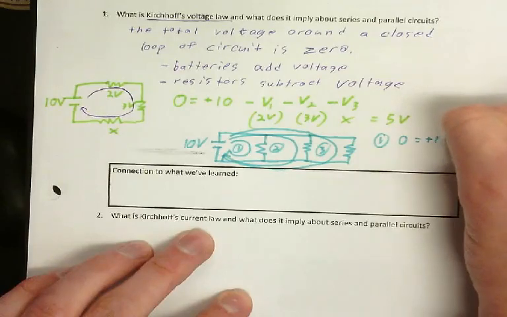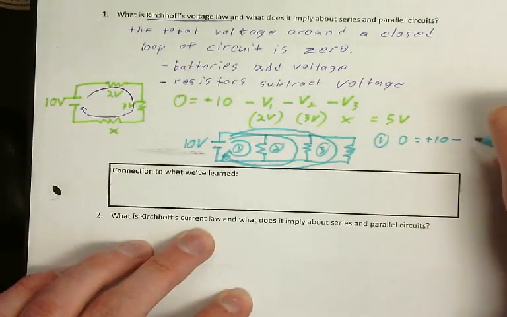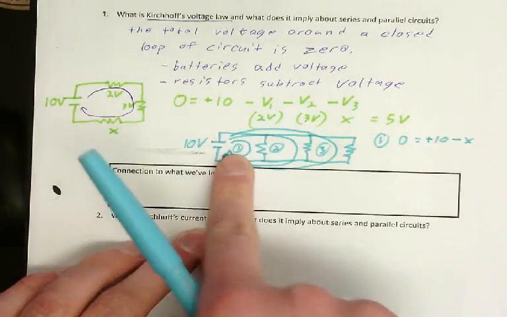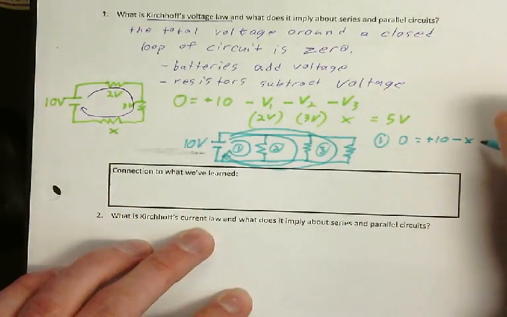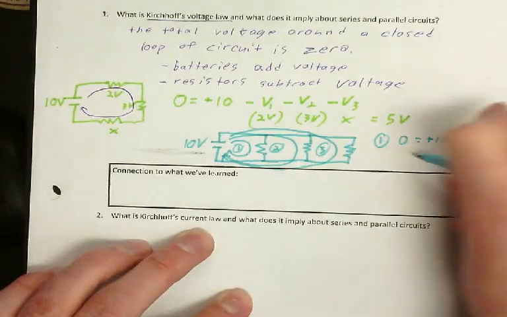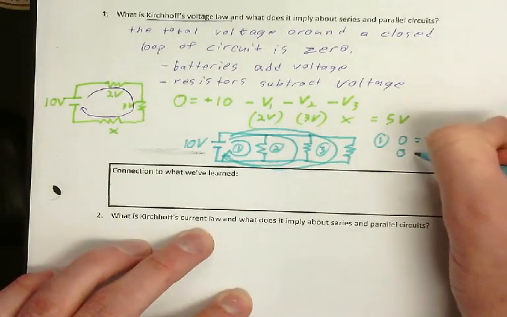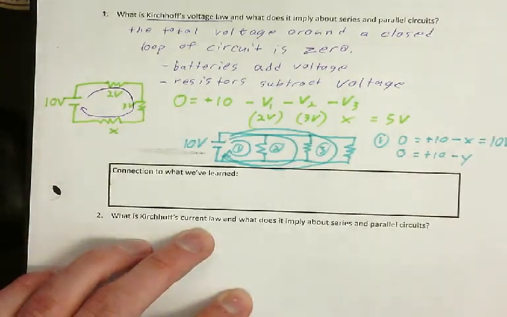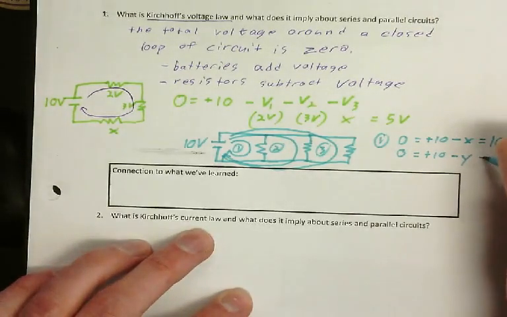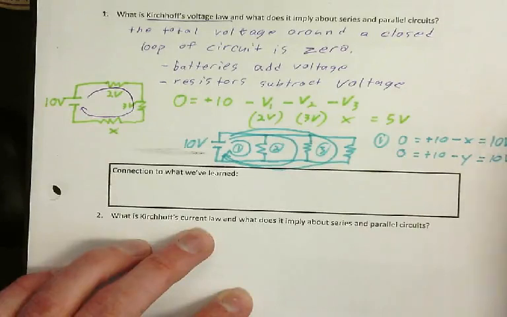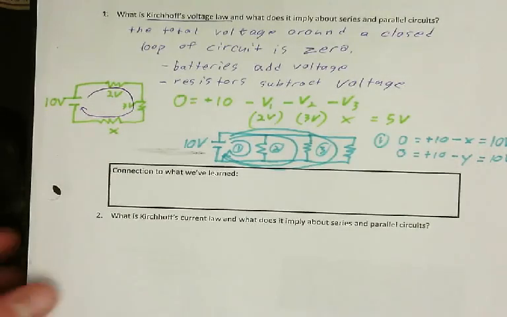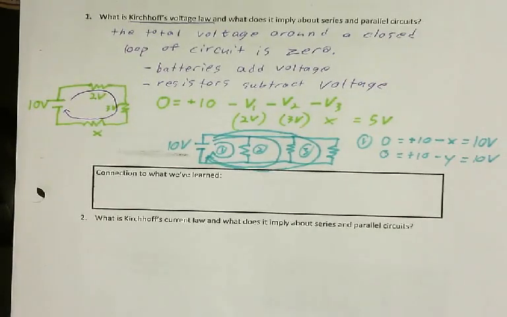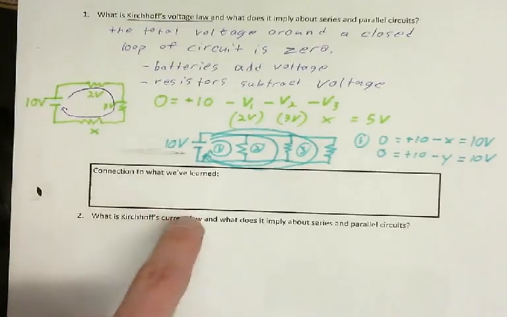0 equals plus 10 minus that first resistor. So what has it got to be? 10. The second one would be 0 equals plus 10 minus the one I'm missing. What's it gotta be? You guys are so smart. Okay? Yeah.